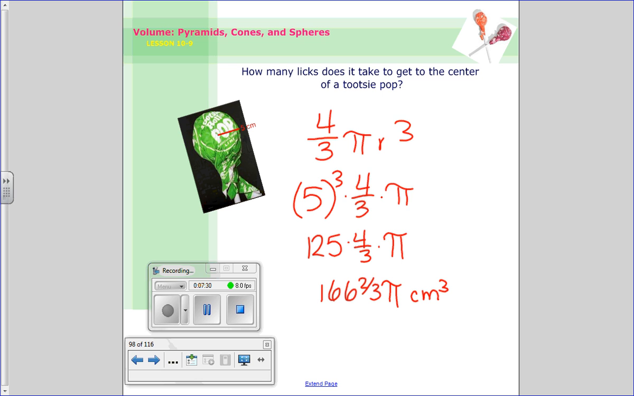Now, this would be the exact answer if you left it with pi. To find out what it would be approximately, we times by 3.14, and I find out the approximate volume is 523 and 3/10 repeating centimeters cubed. There we go. And again, it doesn't really answer that question at the top, how many licks would it take, but we found the volume of it.